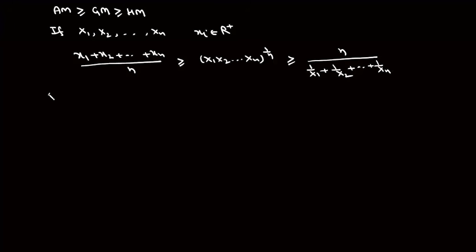Now, first we'll prove arithmetic mean is greater than or equal to geometric mean. And for this proof, first we'll prove a lemma.